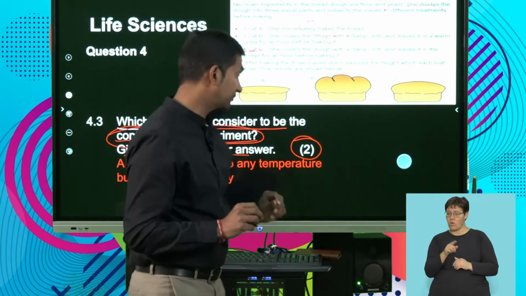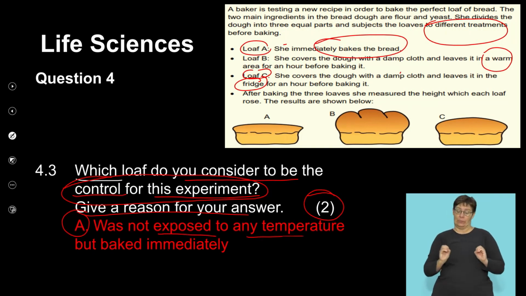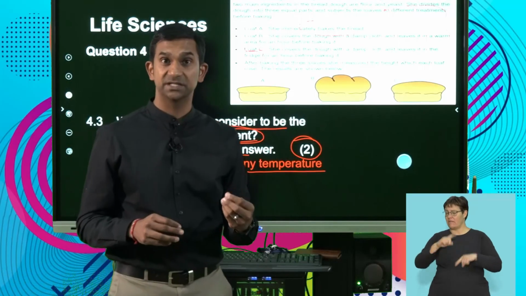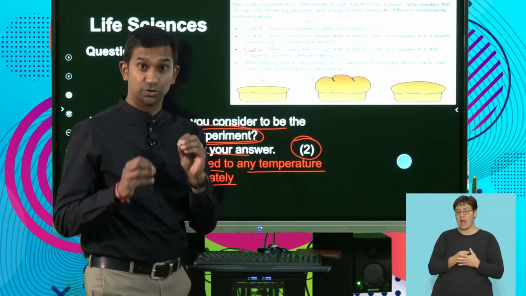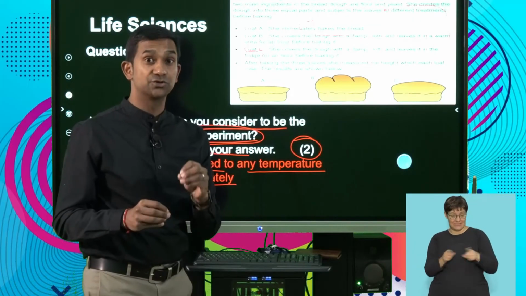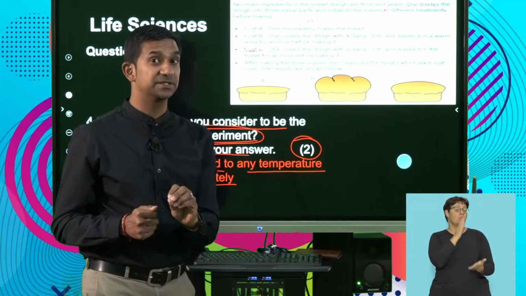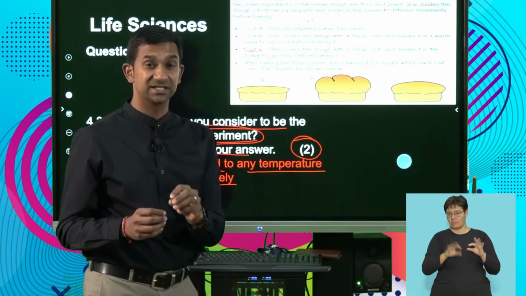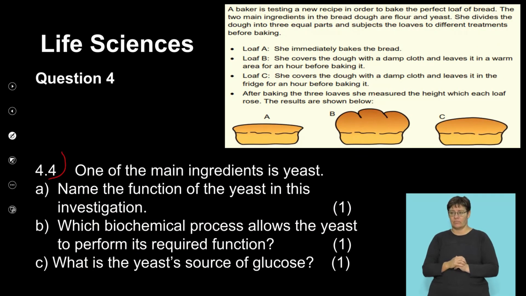So the rationale for saying that A was the control was that it was not exposed to any temperature, but baked immediately, meaning that it was not subjected to the independent variable of different treatment. And so it's important that you differentiate what a control is and what a controlled variable is. And so having a control in any experiment ensures that your test is reliable and it produces results that are accurate. Let's move on to question 4.4.